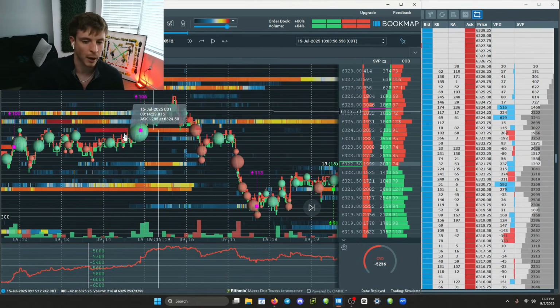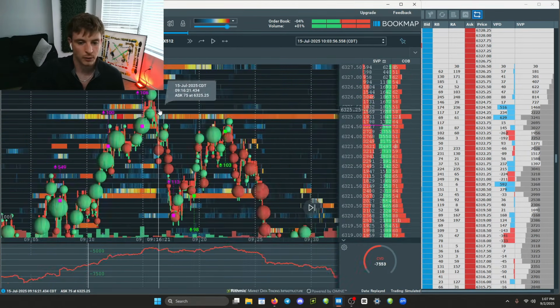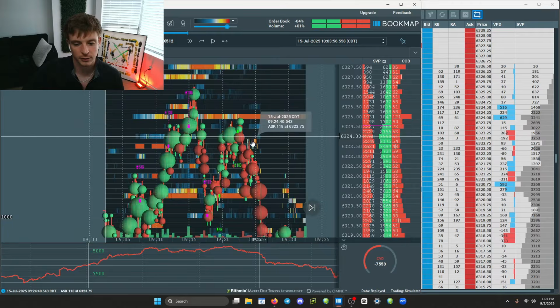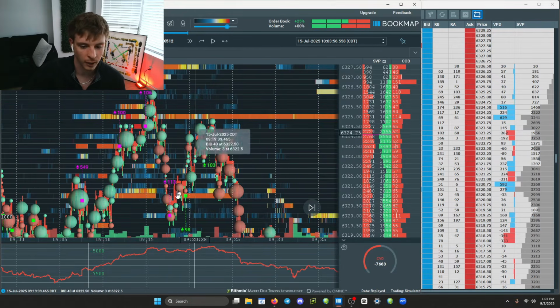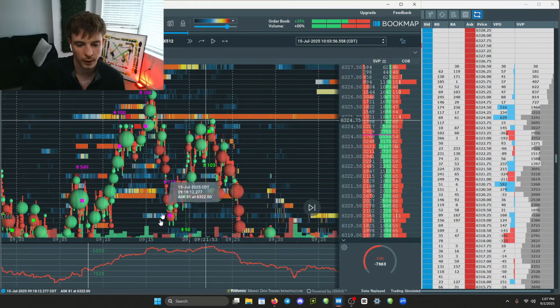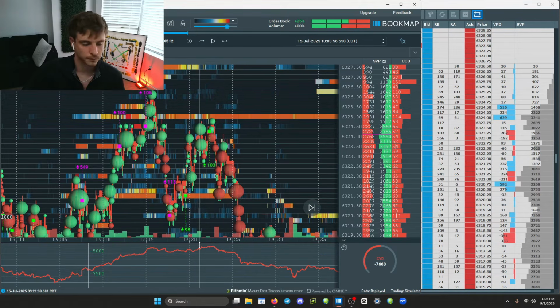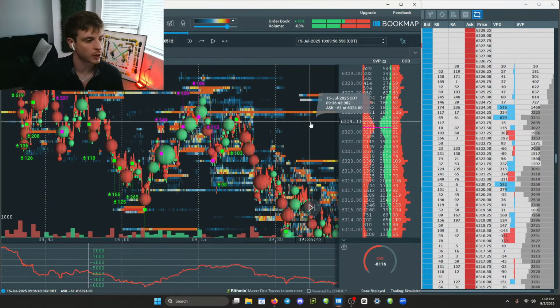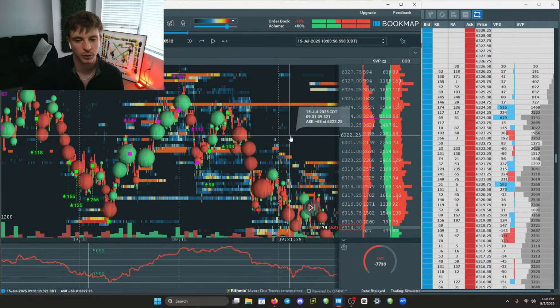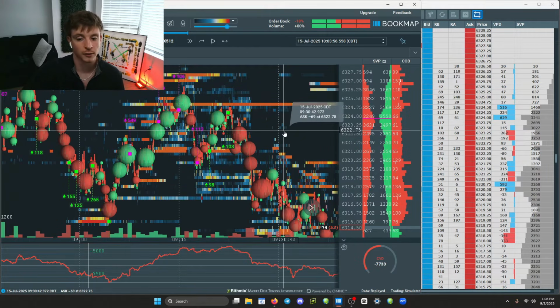It's really where this buying happened right here on the CVD. So that was the first step. And then you get some interest. And then on top of that, you got a nice CVD divergence with these two highs right there. So that's another pretty good example of these absorption reversal setups that I love so much.